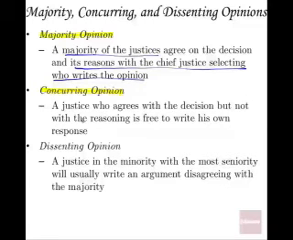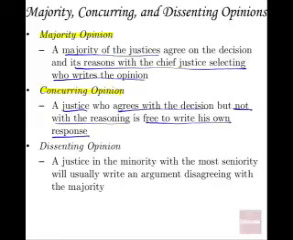Now, sometimes there's a concurring opinion, and what that means is that you agree with the decision, but you disagree with the reasoning by which the majority came up with that decision. There could be two different concurring opinions, but a concurring opinion, again, is you agree with the outcome, but you disagree with the process by which they reached the outcome. So a justice who agrees with the decision, but not with the reasoning, is free to write his own response.